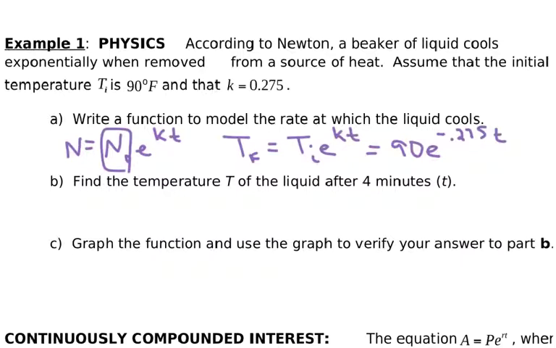Now, in part B, it says find the temperature of the liquid after 4 minutes. Now remember, capital T in physics was temperature, little t was time. Don't get those mixed up or you'll mess up the problem. So we're going to plug in 4 for little t.